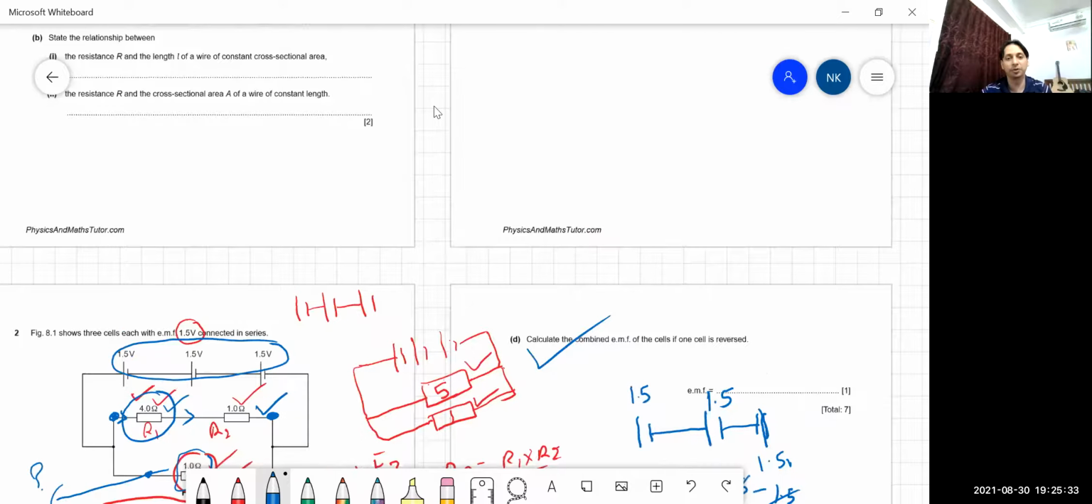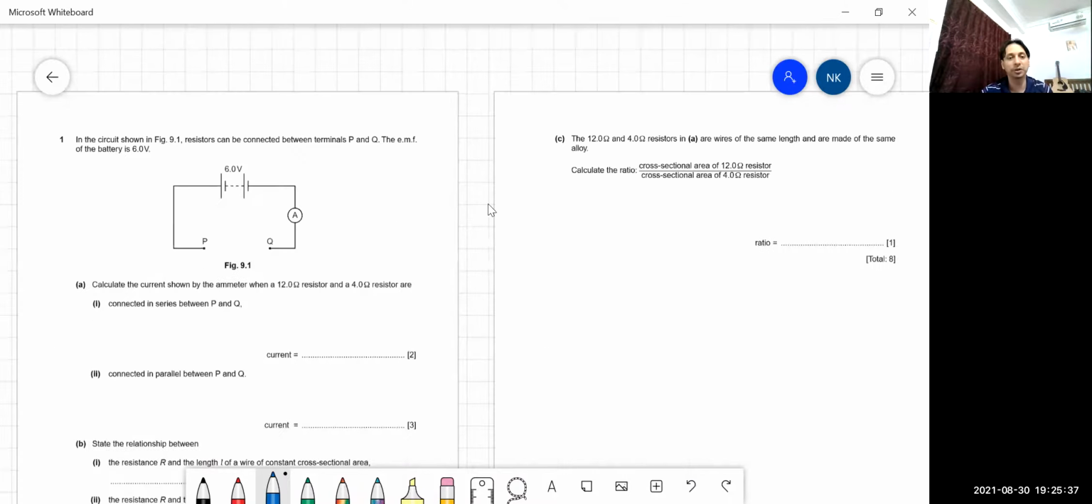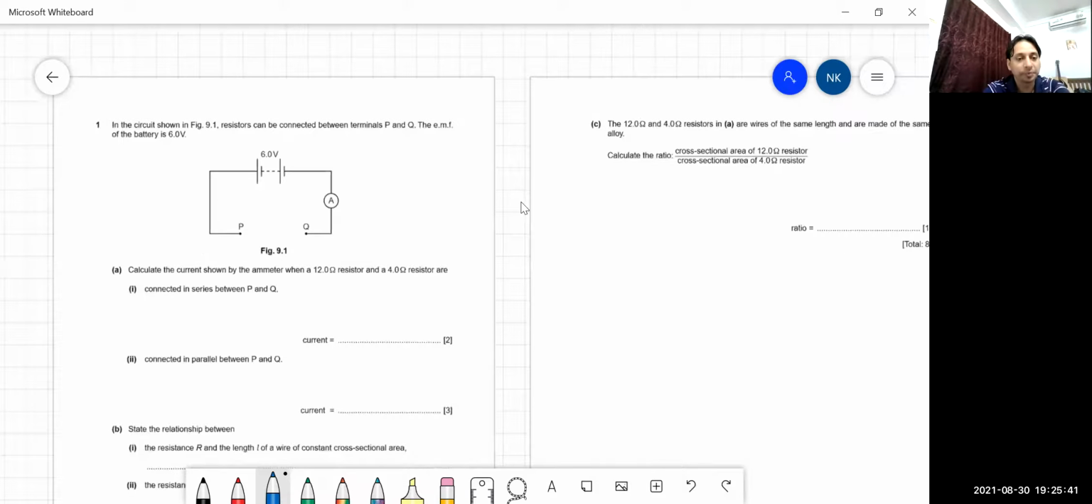Now I want to do this question also children, this question number 1 here. What is this question 1? In the circuit shown in figure, resistors can be connected between P and Q. Okay. Calculate the current shown by the ammeter when a 12 ohm resistor and a 4 ohm resistor are connected in series between P and Q.